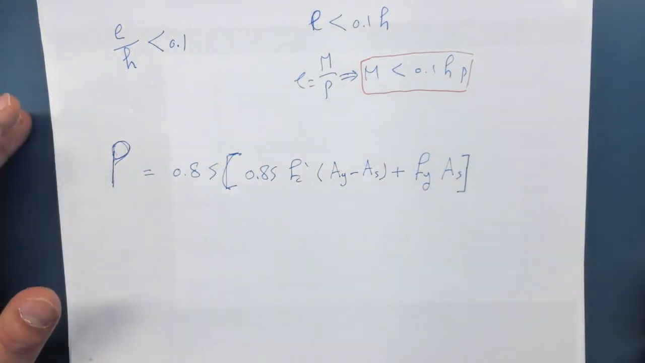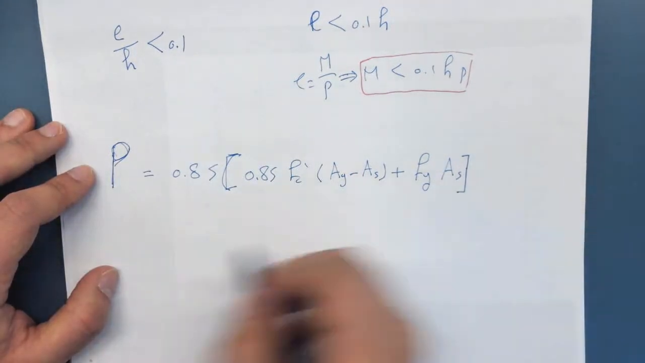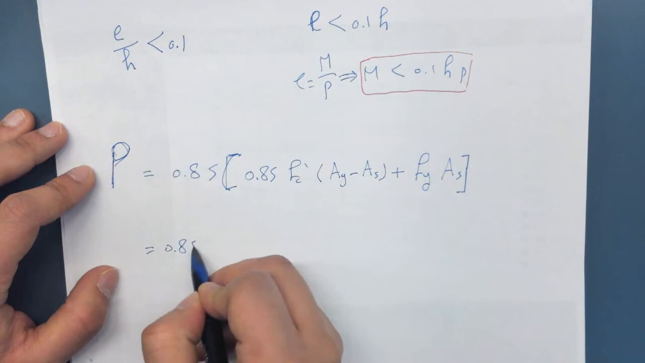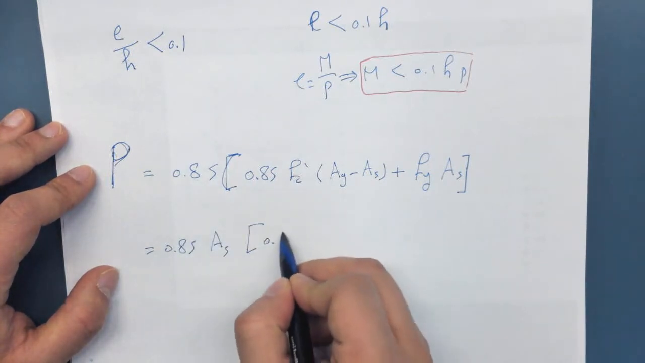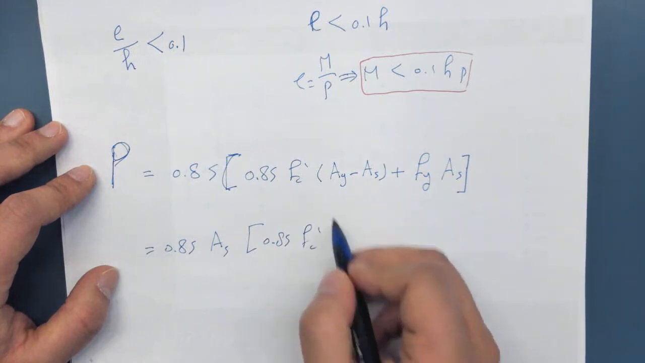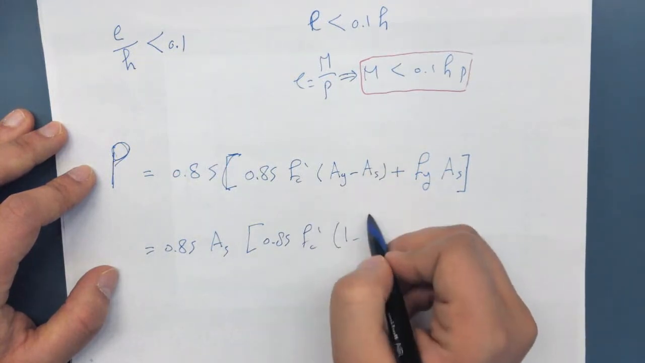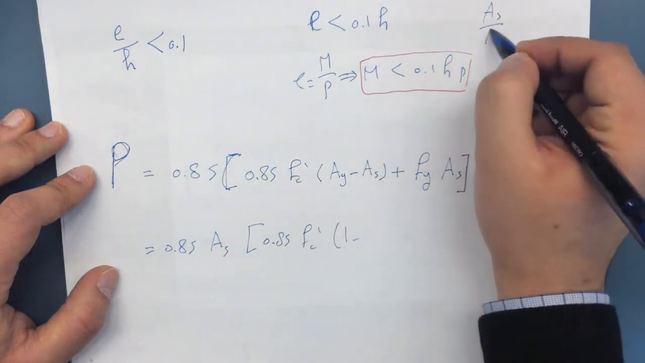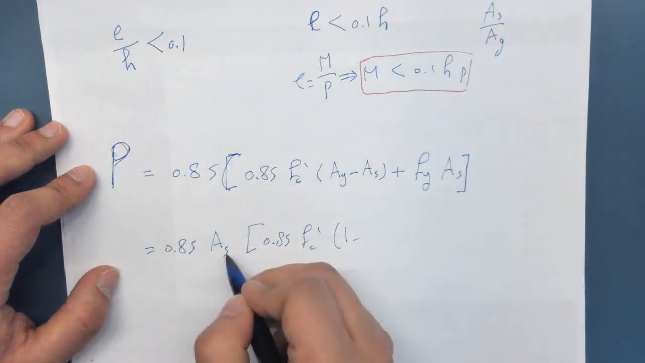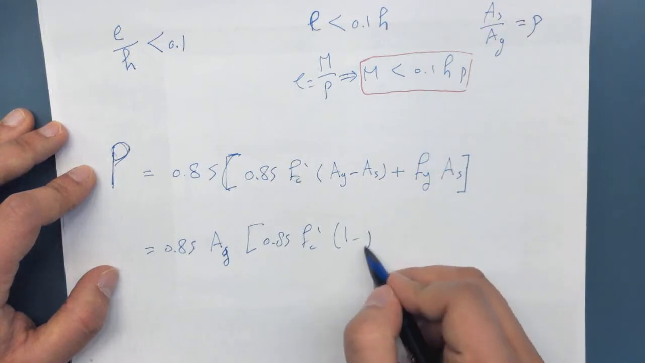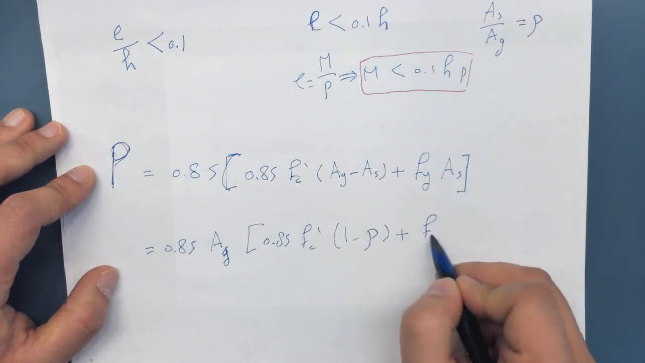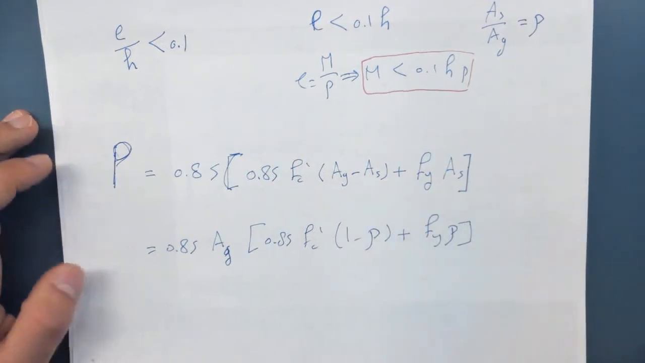There's another version of this equation. Simply, if you take Ag out as a common factor, it looks like this. So it's going to be 1 minus As divided by Ag. I'm sorry, we're taking Ag out. But we call this rho. So 1 minus rho plus f yield multiplied by rho. Both of those are exactly the same thing.